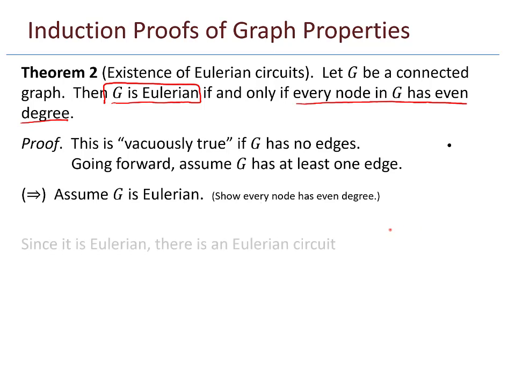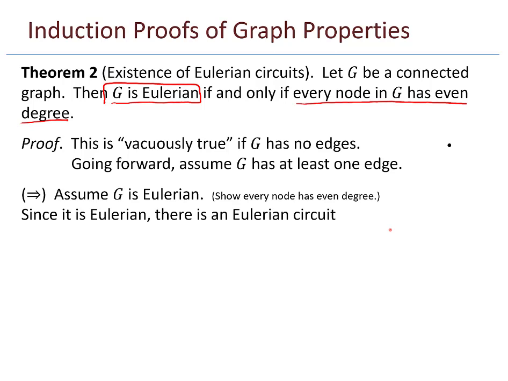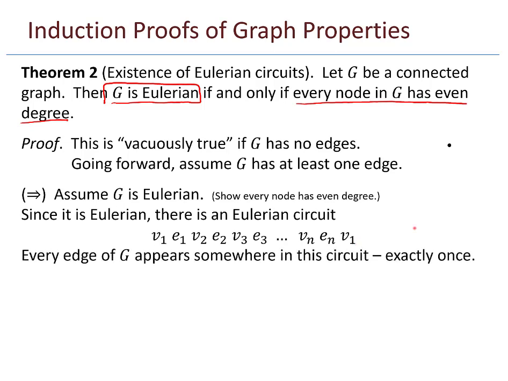This direction ends up not needing induction to prove, and it's pretty straightforward. Since it is Eulerian, there is an Eulerian circuit. Okay, let's call that thing V1, E1, V2, E2, V3, E3. So I go vertex, edge, vertex, edge, vertex, edge, all the way, and then I get back to the beginning again with V1. Well, since this is an Eulerian circuit, every edge of G appears somewhere in this circuit, exactly once. So remember, an Eulerian circuit travels along every edge exactly once.